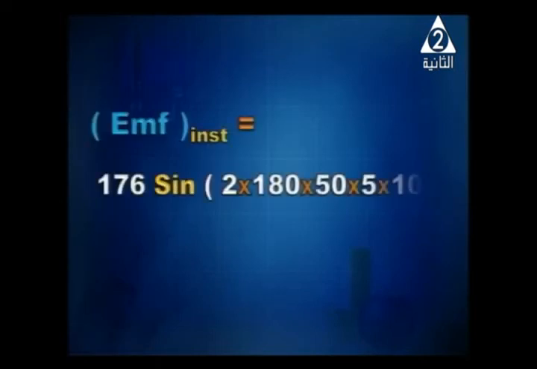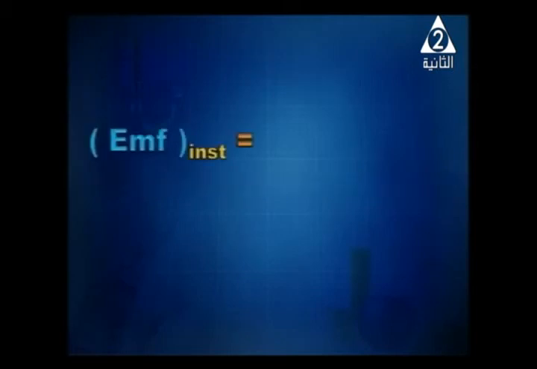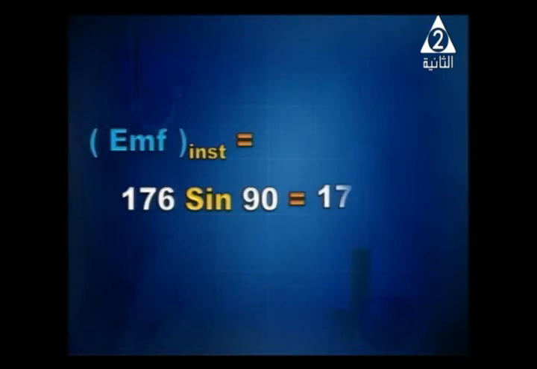Okay, maximum EMF, we managed to obtain it, 176 sine 2 pi ft. 2 times pi here is equal to 180. F frequency, yes, 50. And time given 5 milliseconds. So 5 times 10 to the power of negative 3. Okay. So the instantaneous EMF is equal to 176 sine 90. Sine 90 equals 1. So it is maximum. Okay, so it is the maximum EMF.